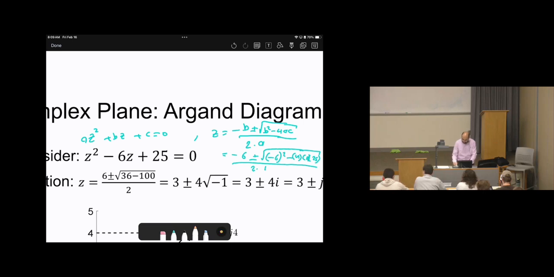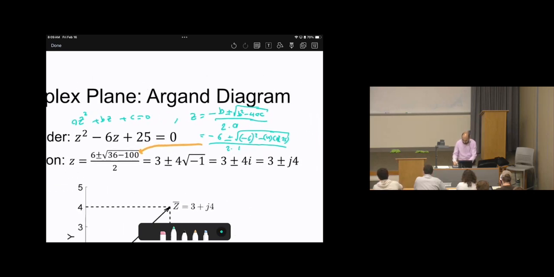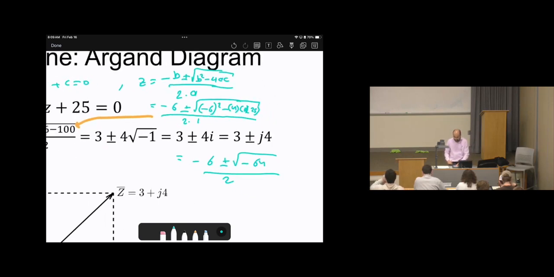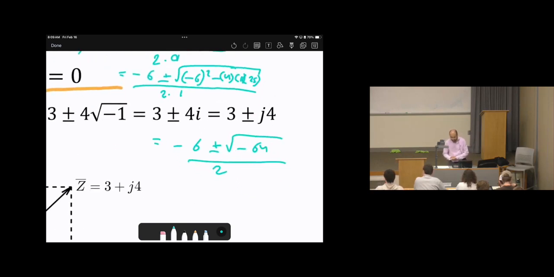Then after that, this will yield 6 plus minus square root of 36 minus 100 divided by 2. So the overall answer will be negative 6 plus minus square root of negative 64 over 2. Now, here is the point about the complex numbers. So we have a square root of negative 64.